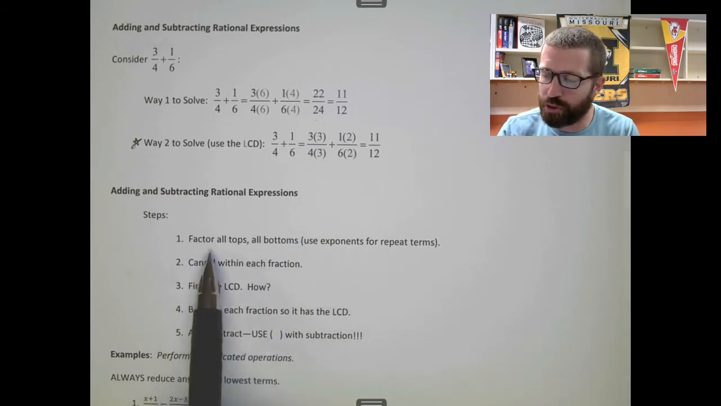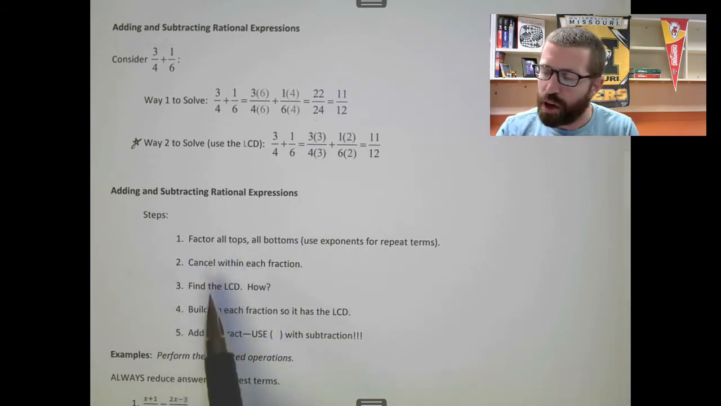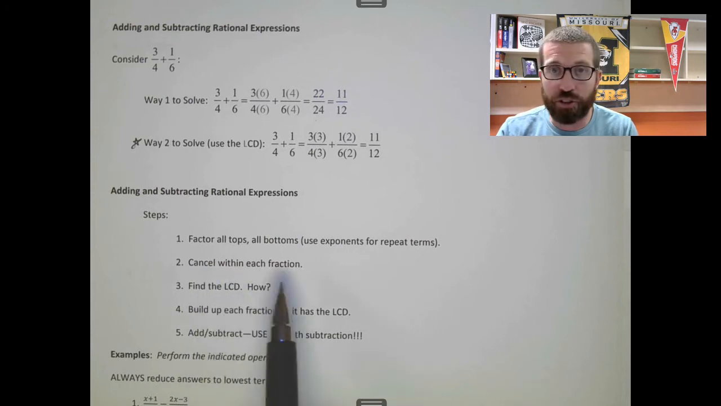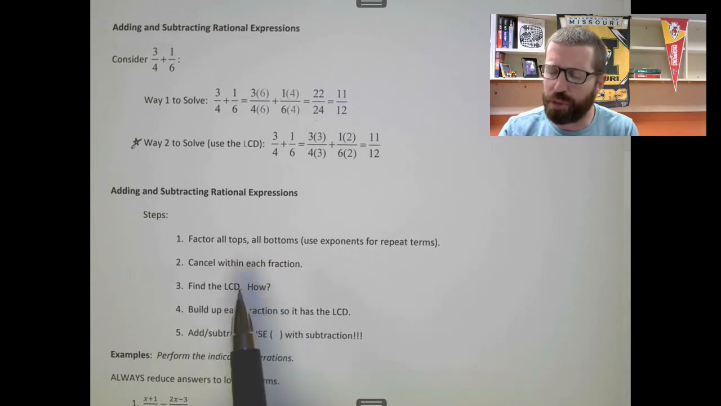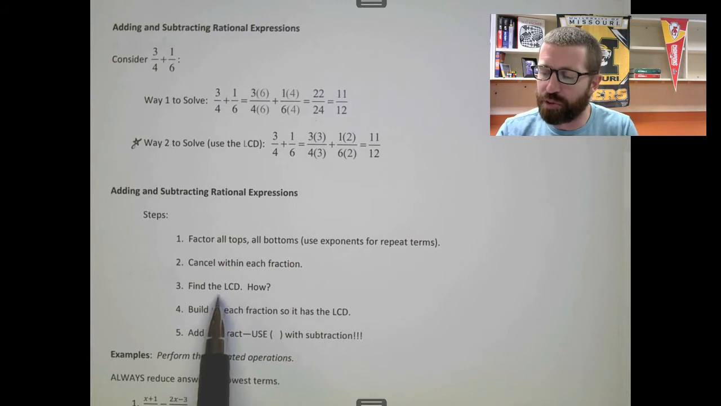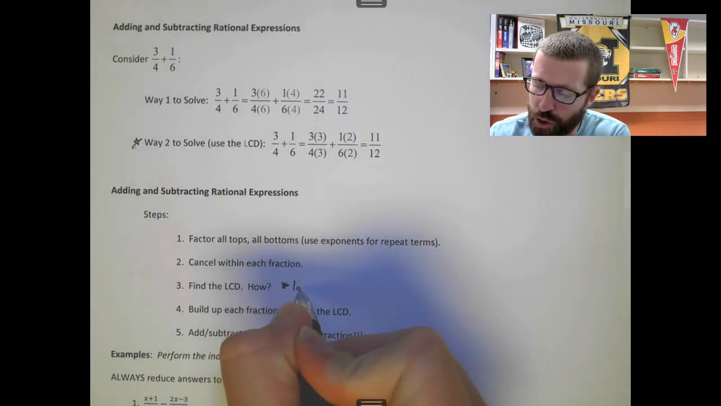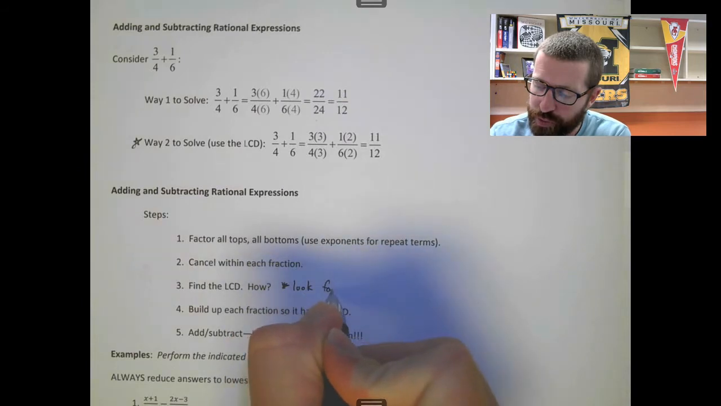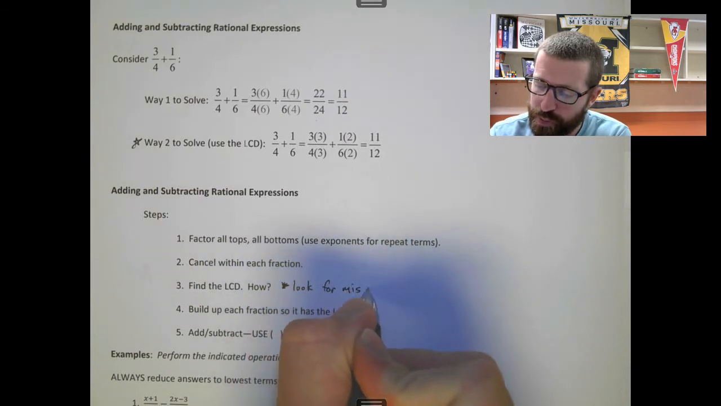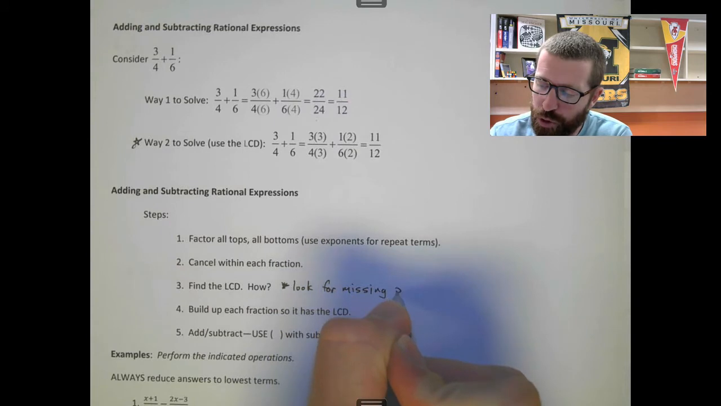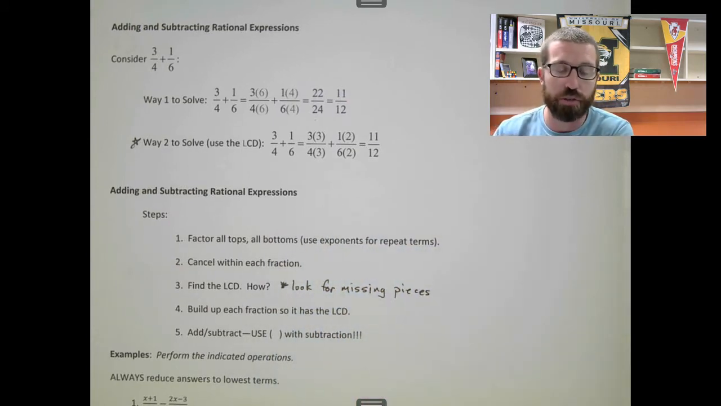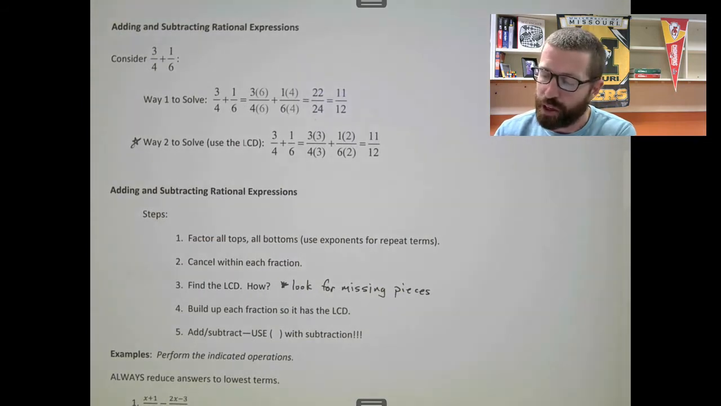So here are the steps. You're going to factor the tops and bottoms. You're going to cancel within each fraction. So reduce if you can, although you won't be able to too often. And then you're going to find the LCD. And here to do that, you're going to look for the missing pieces. And we will do an example in a moment to figure out what that means.